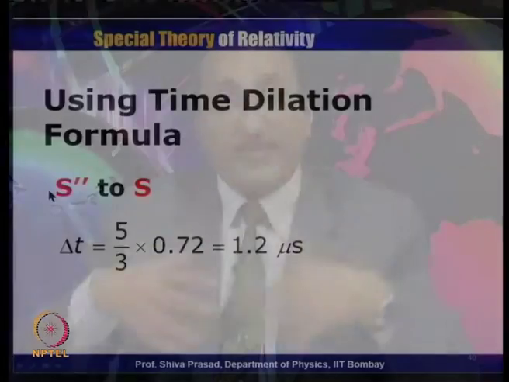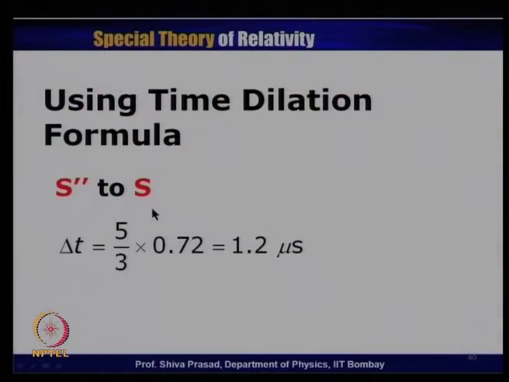So, I am now talking in the time dilation formula language, and if I can find a frame of reference in which the time interval is proper, then in any other frame of reference, by multiplying by an appropriate gamma, I can find the time interval. So, from S double prime I made a transition to S, and for that I use this particular gamma, which is 5 by 3. So, delta t becomes equal to 5 by 3 multiplied by 0.72, which gives me exactly 1.2 microsecond, which we have seen was the time interval observed in the S frame of reference.